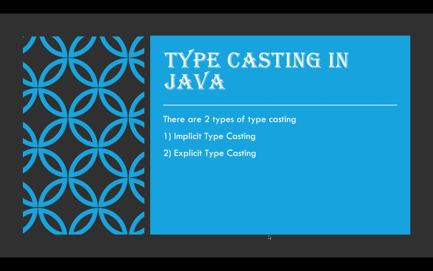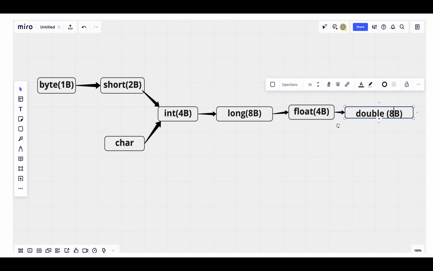Hello everyone. So now we are going to discuss typecasting. There are two types of typecasting in Java. One is implicit typecasting, another one is explicit typecasting. We'll understand this in a detailed manner through this slide.